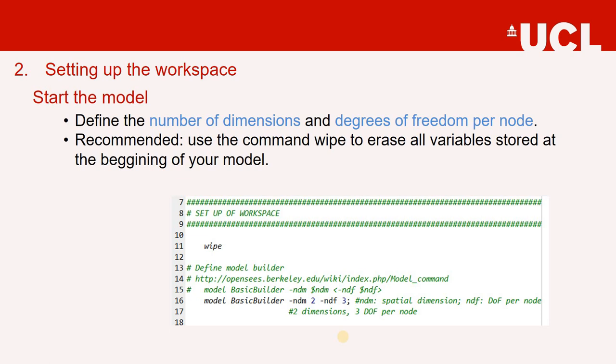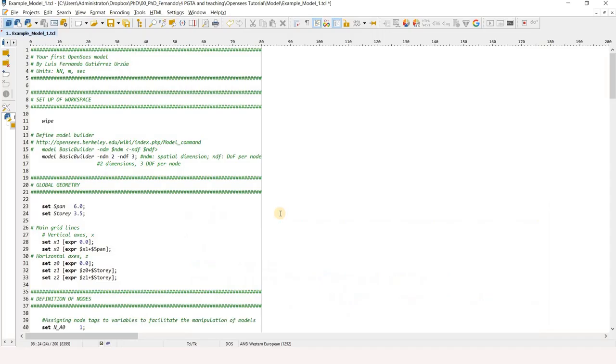Another option could be three and six for a spatial problem. And well, these numbers will change depending on the requirements of each problem. So this is my model that I am already building.